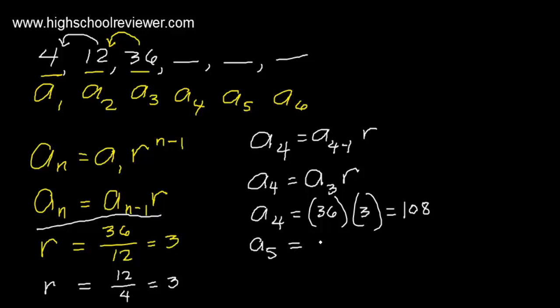So a sub 5 will be a sub 4 multiplied by r. And our a sub 5 will be equal to, our a sub 4 is 108, and just multiply this by r, which is equal to 3. And we will have here positive 324.